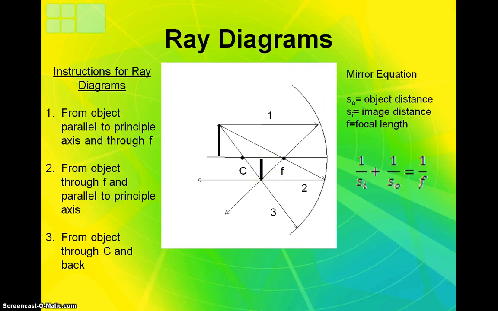You can see that in this case, this concave mirror, placing the object where it is going to make an image that's upside down, and it's a little bit smaller than the object.